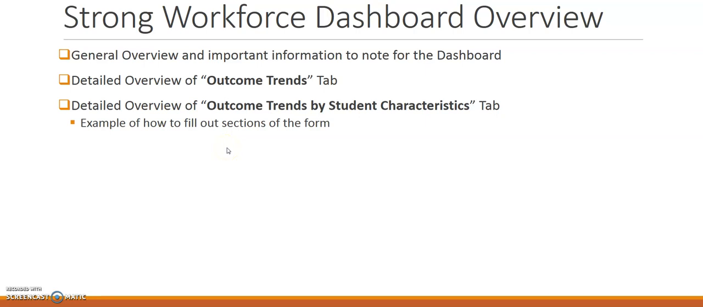This video will cover the Strong Workforce Data Dashboard. This shows the overview of the dashboard. So first, we will talk about the general overview and important information to note for the dashboard. Then we'll go into a detailed overview of outcome trends. And then we will go into a detailed overview of the outcome trends by student characteristics tab and give an example of how to fill out sections of your form.